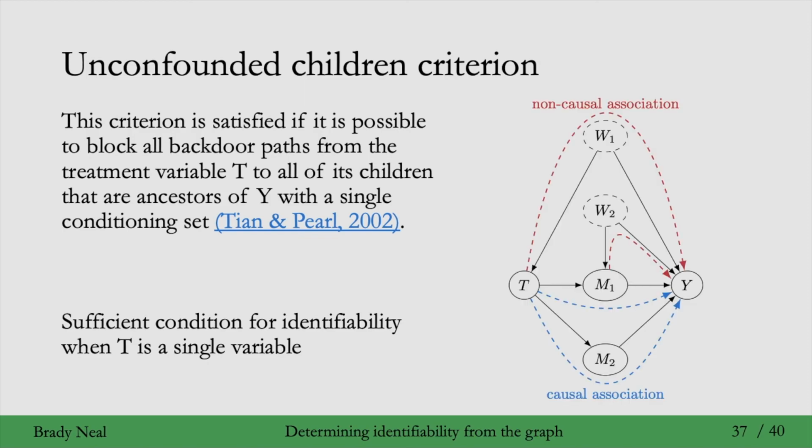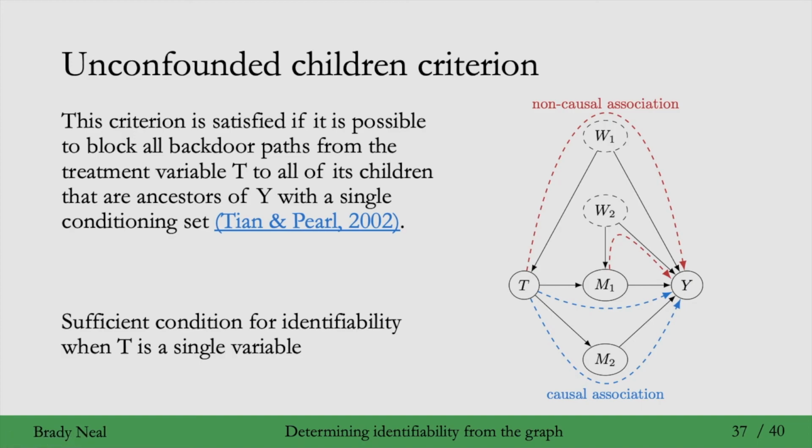Let's visualize the flow of association in the graph that we saw in the question on the last slide. This path from T to W1 to Y that can't be blocked because W1 is not observed is why we can't use the backdoor criterion. And this path from M1 to W2 to Y, where W2 is not observed, is why we can't use the frontdoor criterion.